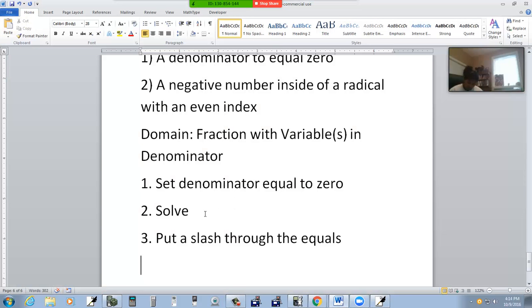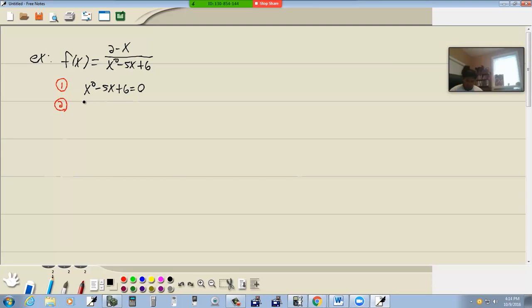Now step 2 is to solve. Well, we would factor this. So this factors as x minus 2 times x minus 3 equal to 0. And then we use the zero factor property. This book calls it something different. They call it the zero product principle.